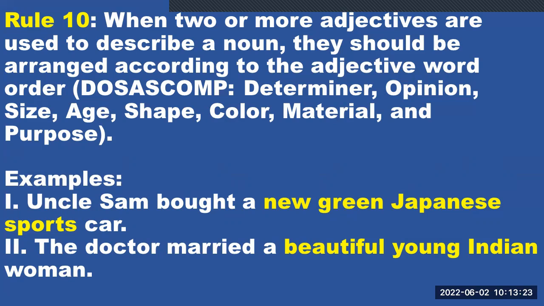All right. Now, beautiful here is an adjective of opinion, followed by young, adjective of age, followed by Indian, adjective of origin. And so when you look at this table here, you can see where they occur. Beautiful is opinion, and that comes first. Then where do we find age? Then you find age here. Age comes after opinion.